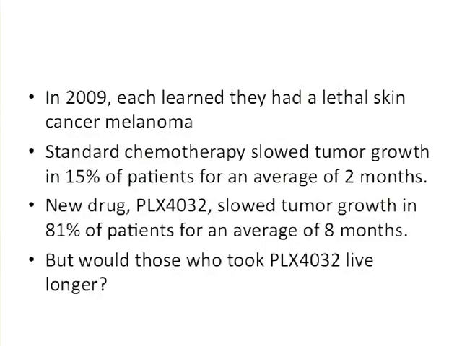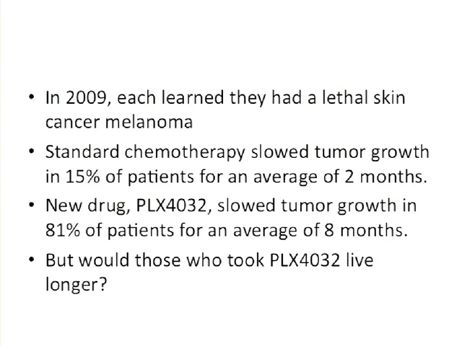The standard chemotherapy treatment was only effective for about 15% of the patients, and it extended their lives for about 2 months. There was a new drug that was being tested in a clinical trial, PLX 4032, and it was already in phase 1 trials. There are several phases of these clinical trials. In the phase 1 trials, it was shown that in 81% of the patients had reduced tumor growth for, on average, 8 months. And they were now in phase 2 trials.